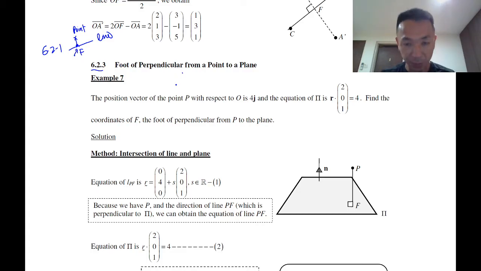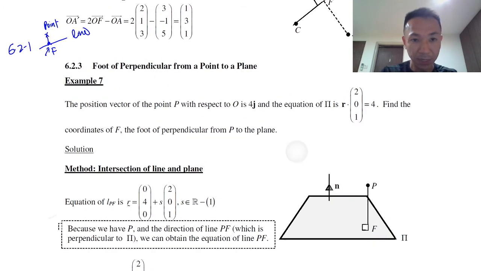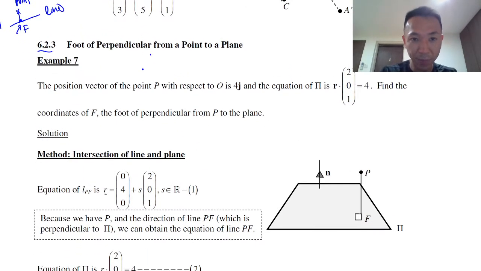Easily explained if we just use an example. Let's take a look at the example. Example 7. I have a point P with position vector 4j. 4j is not difficult, 0, 4, 0. So I would usually like to label it like that. P is 0, 4, 0 with coordinates so that I don't confuse myself.